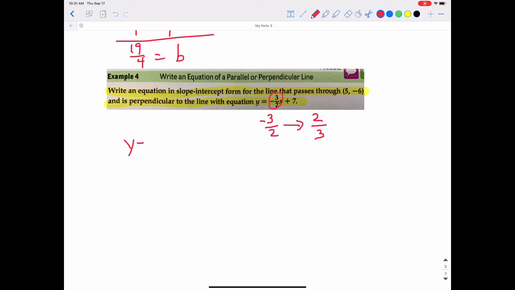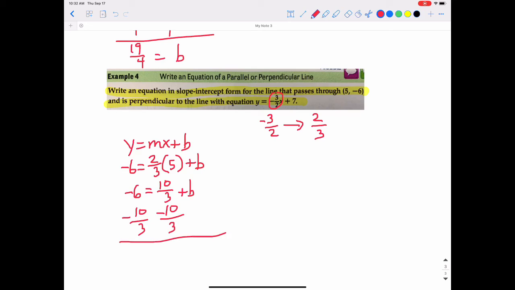So again, we go y equals mx plus b. So that'll be a y value of -6 equals 2/3 times our x value of 5 plus b, and we are solving for b again. So -6 equals 10/3 plus b. Subtract 10/3 from both sides. We get b equal to -6 minus 10/3, which is -28/3.